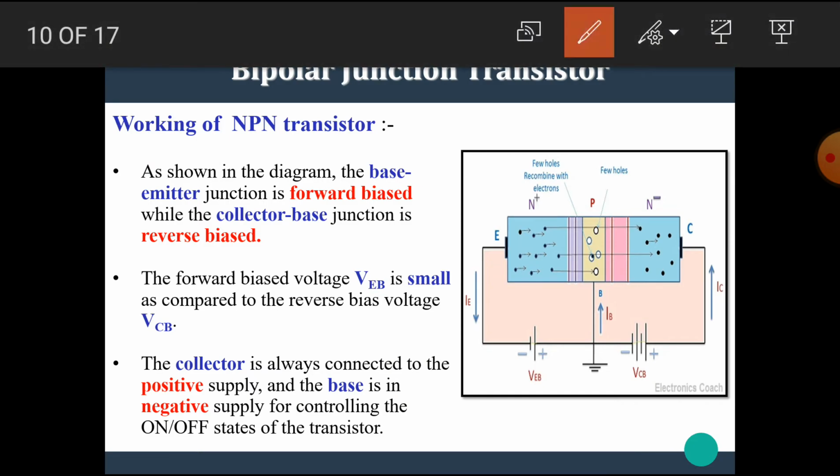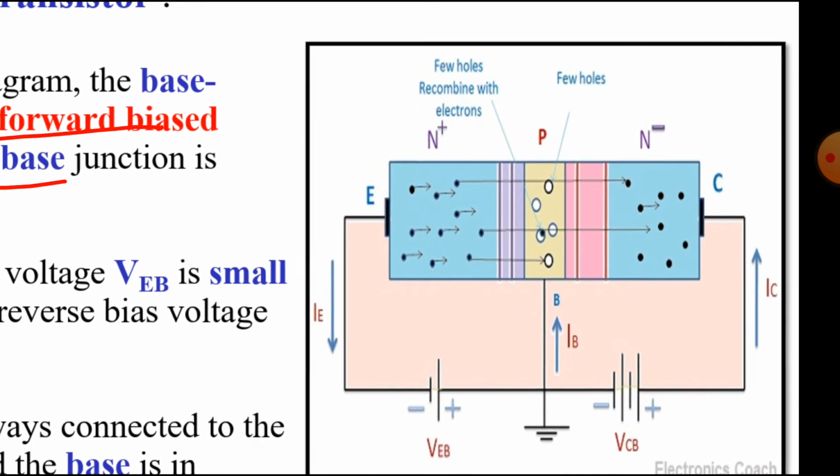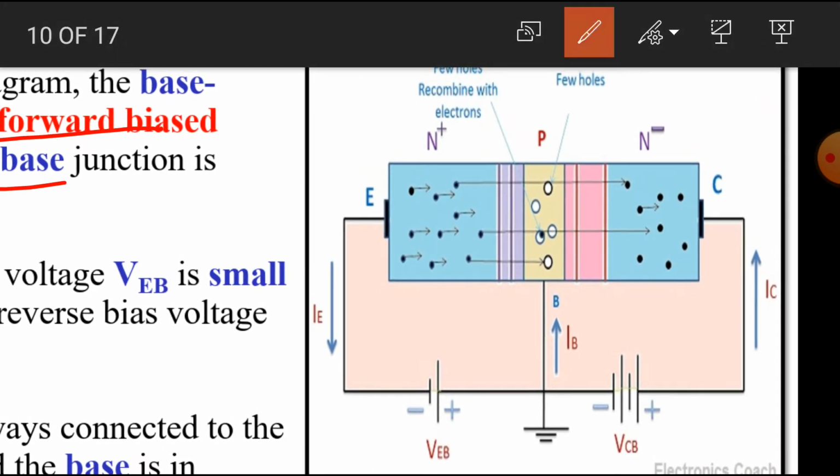Now let's see the working of the NPN transistor. As shown in the diagram, the base emitter junction is forward biased while the collector base junction is reverse biased. That means this is the base emitter junction. It is forward biased, which means the p type terminal is connected with the positive terminal of the battery and the n type material is connected to the negative terminal of the battery. That means this junction is forward biased.